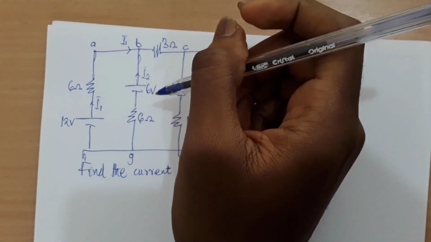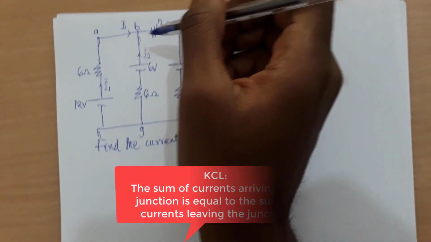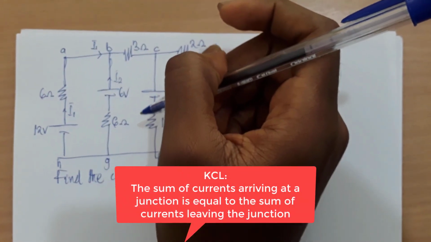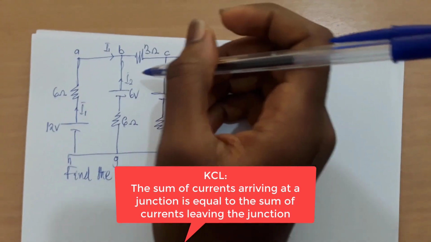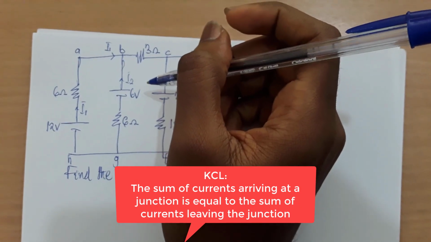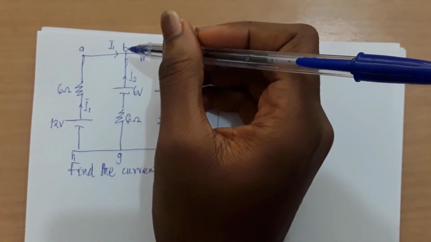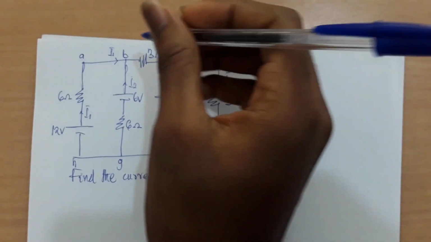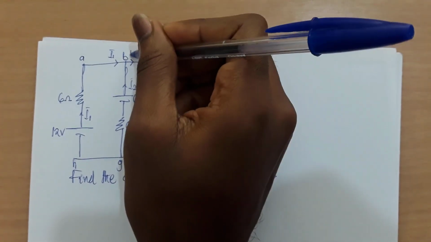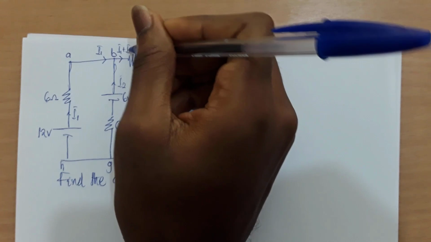Our knowledge of Kirchhoff's current law tells us that at a junction, the sum of currents arriving at the junction is equal to the sum of currents leaving the junction. So between branch B and C, we shall have the sum of I1 and I2 as the current.